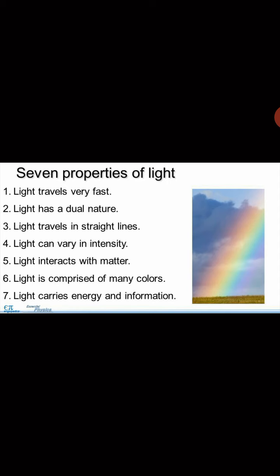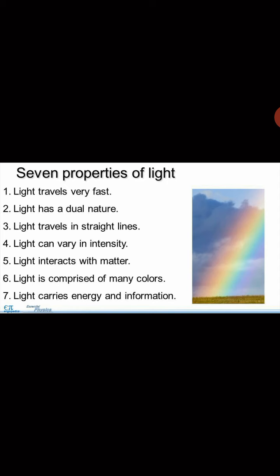Fourth property, light can vary in intensity. Vary means it can change its intensity. What is intensity? The brightness. Light can be bright, light can be dull, light can be sharp. So that is intensity, the brightness of the light.